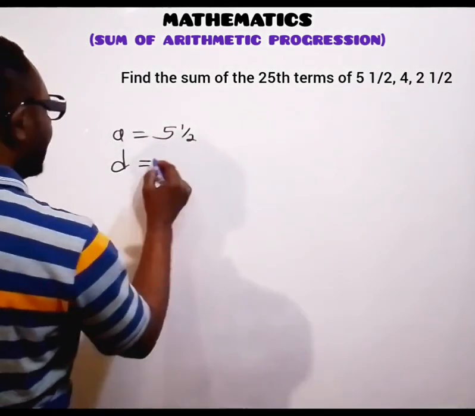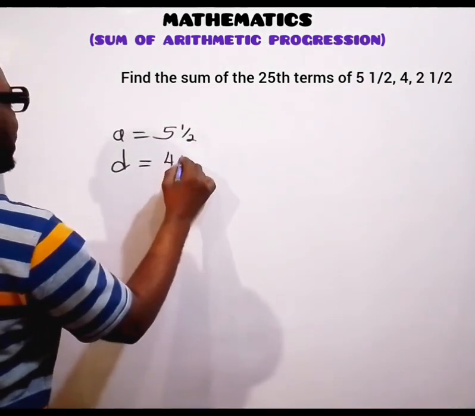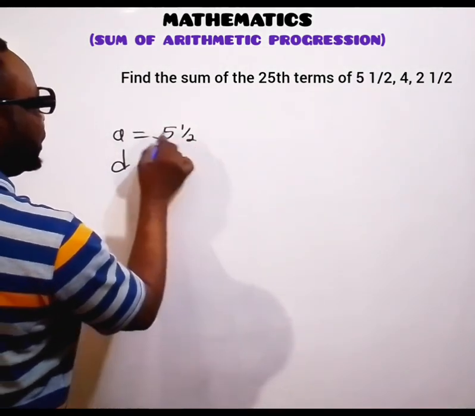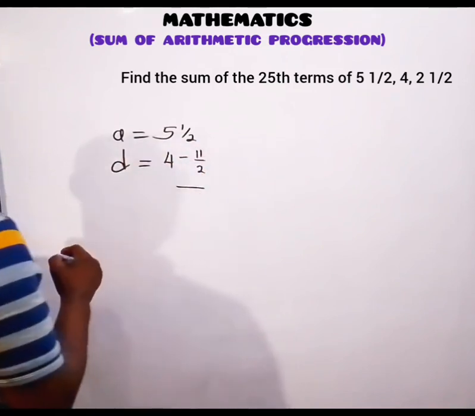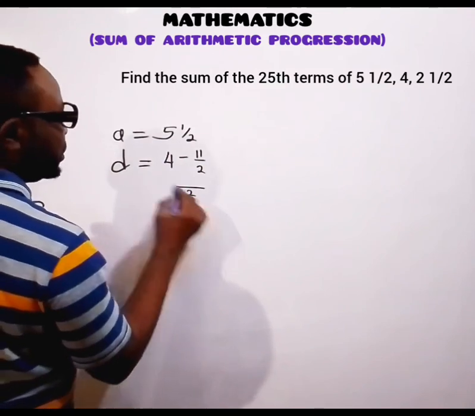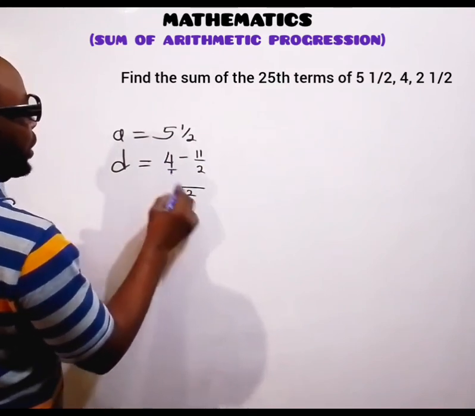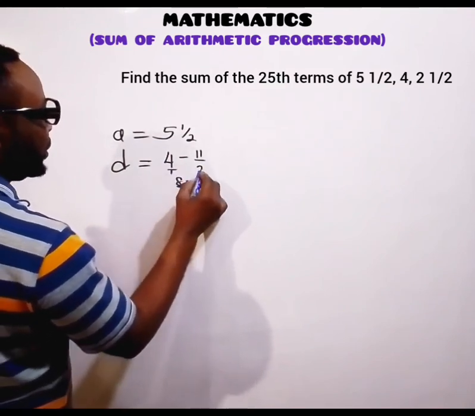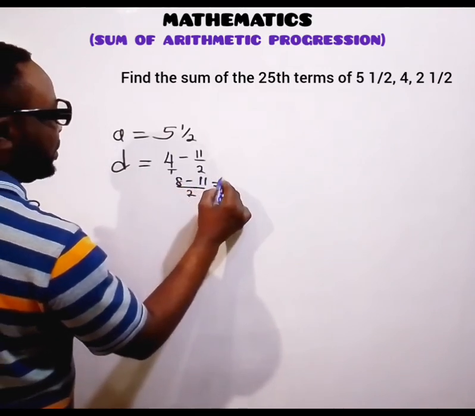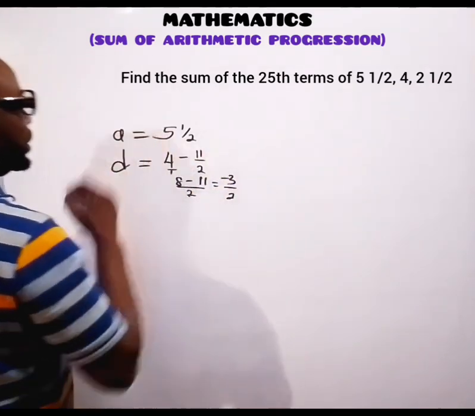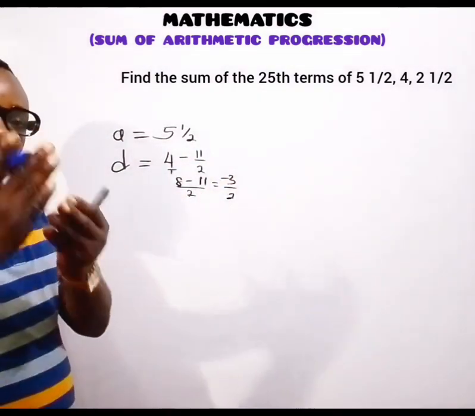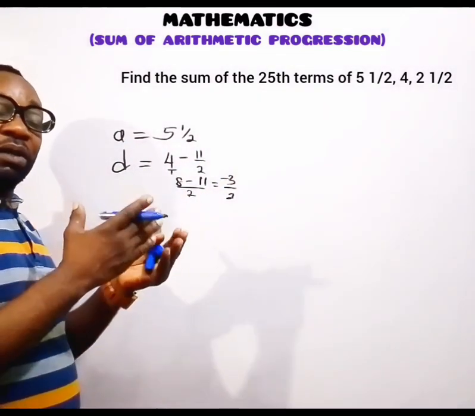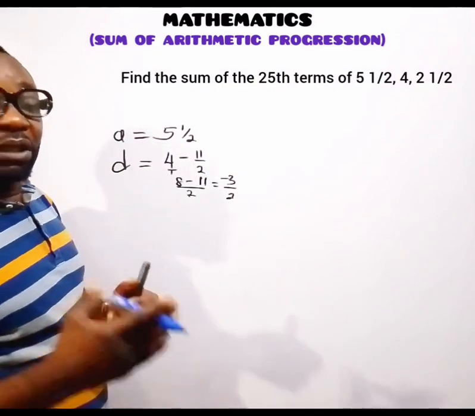Let's assume we are making use of the second term now, which is 4, minus the first term, 11 over 2. Let's find it out. This is 2, 4, 1 here. 1 into 2, 2 times 4, 8, minus 11. That's minus 3 over 2. That is when we make use of the second term, the first term subtracted from the second term.